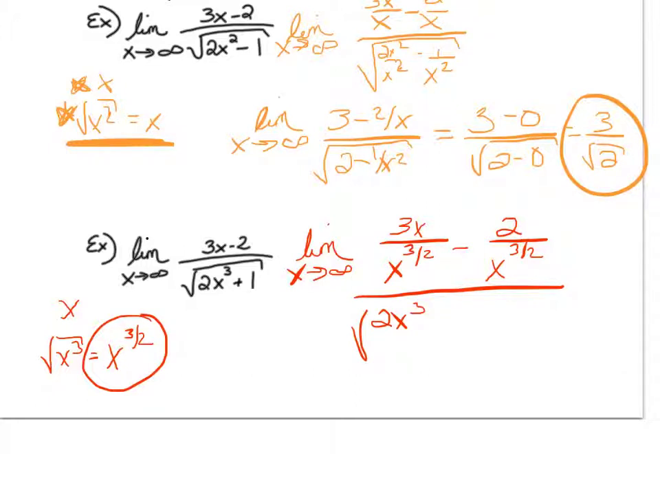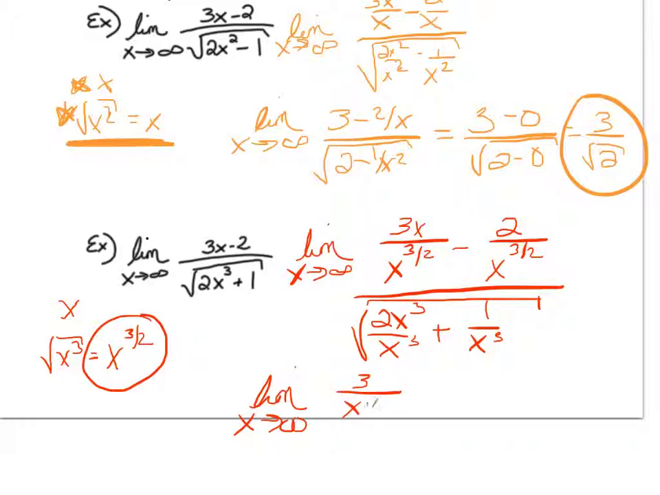I can write that as x cubed because it's under the radical, which is implying that it is x to the 3 over 2, plus 1 over x cubed. Doing some simplifying, I get the limit as x approaches infinity of, so if I take an x out of both x and x to the 3 over 2, I'm left with x to the 1/2 on the bottom, minus 2 over x to the 3 over 2, over 2 all over the square root of 2 plus 1 over x cubed.